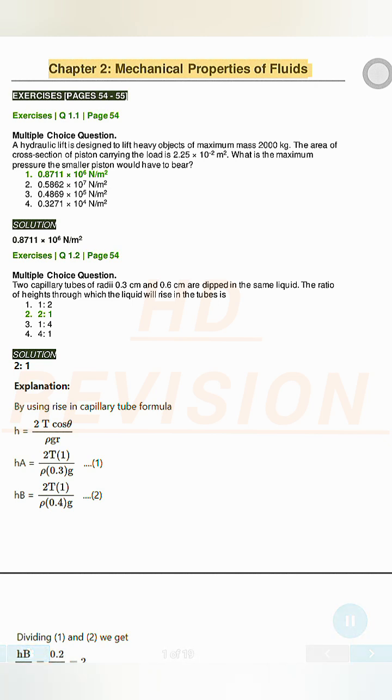Chapter 2. Mechanical Properties of Fluids. Exercises pages 54 to 55. Exercises Q1.1, page 54. Multiple choice question.